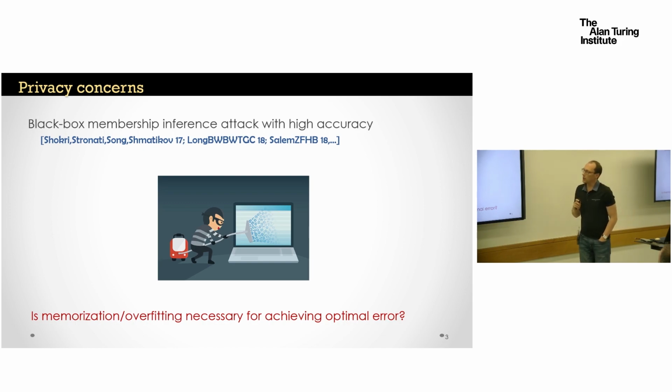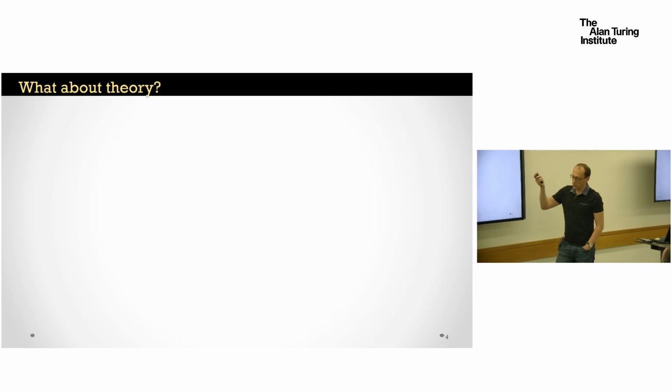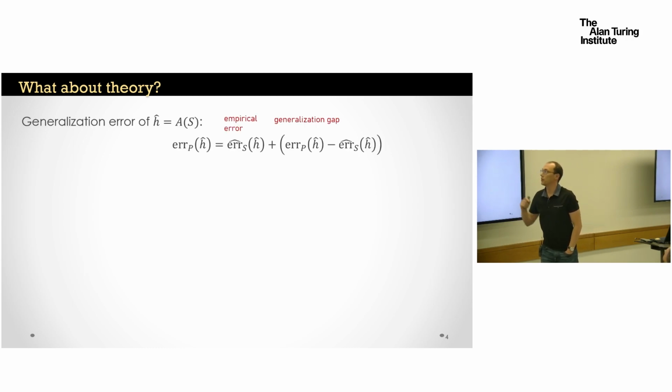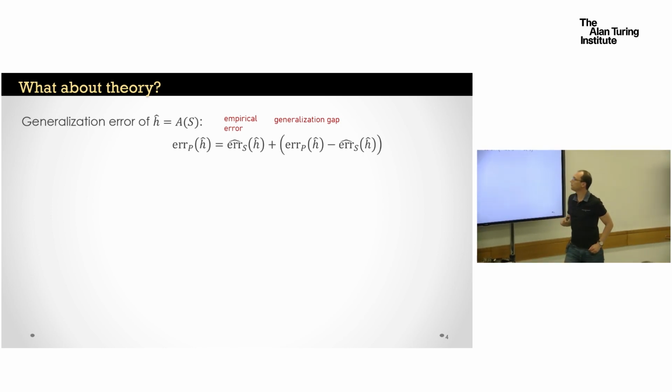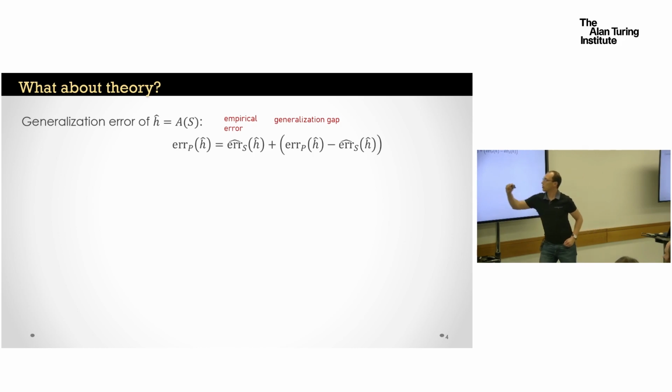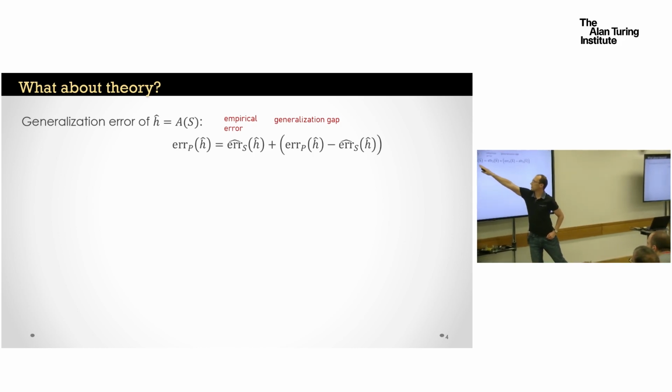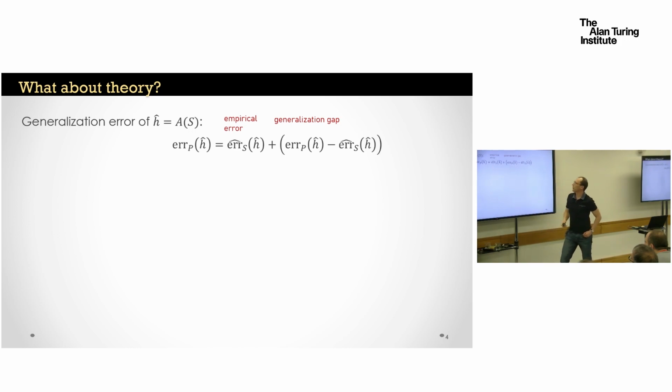So now let's look a little bit at what the current state of the art in theory is for understanding this question. And for this, let's start with the most basic way of understanding the generalization error of an algorithm. Let's say our algorithm outputs model H hat on a data set S, and we want to understand the generalization error of this algorithm, which is denoted by error with respect to the underlying distribution P of H hat.